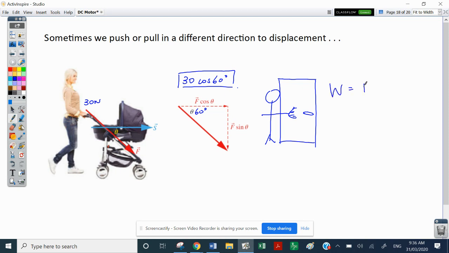Work equals force times displacement. Okay, if I push with maybe 100 newtons on that door, but I do not move the door, my displacement is 0, therefore my work is 0. So work does require a change in displacement of something. If it doesn't displace, then technically we are doing no physical work.